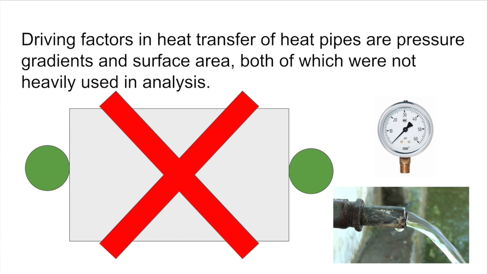Driving factors in heat transfer of heat pipes are pressure gradients and surface area, both of which were not heavily used in analysis. Pressure gradients occur from water expanding as it vaporizes and contracting as it condenses. This causes pressure differences at one end compared to the other, driving a mass flow rate. There are ways to analyze heat transfer with a mass flow rate, yet with a closed system it's hard to measure and know exactly what's going on inside.